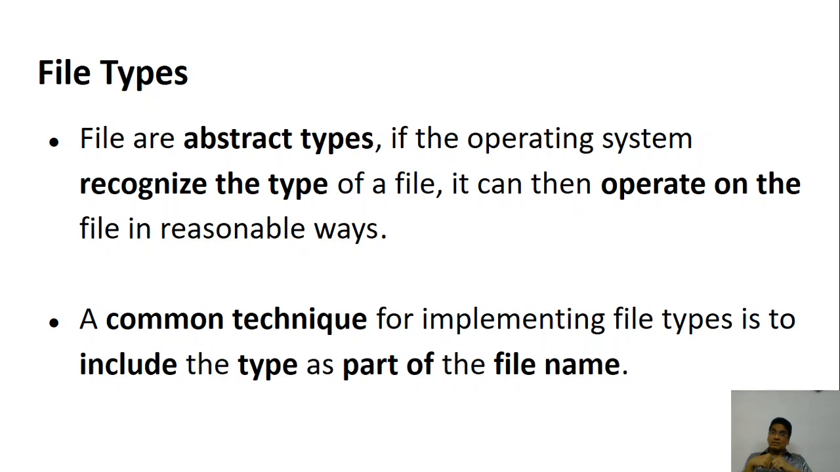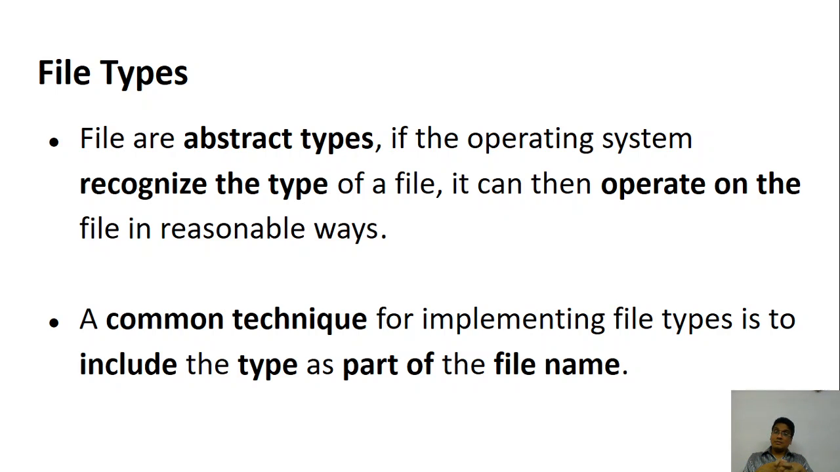How does that happen? The operating system realized that this is a Microsoft Word document and it associated that with the Microsoft Word application. So when you double click on it, it combined them together. In other words, the operating system may want to use the type of file information so that it can operate on that file in a reasonable way.